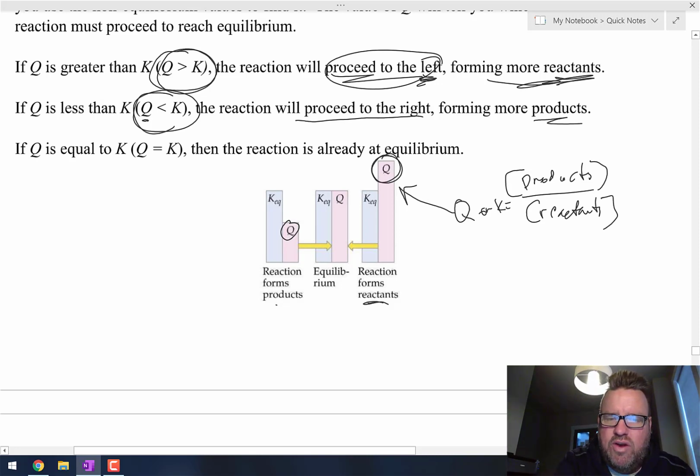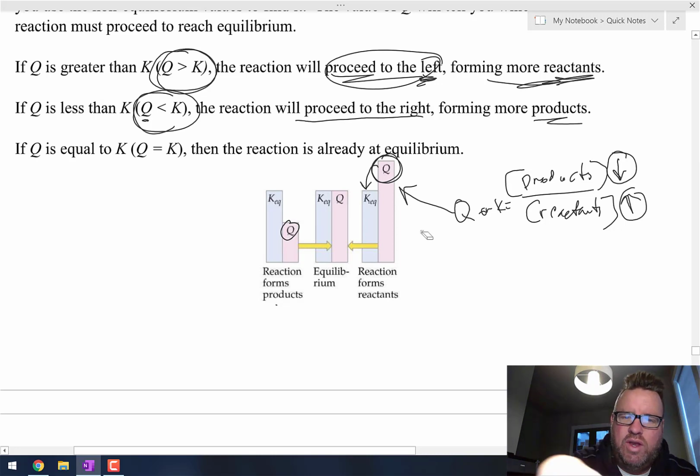Okay? So let's look at this one here. If Q is greater than K, the equilibrium constant doesn't change. So for Q to get back down to the equilibrium constant, it has to go down. The value of Q has to go down. Well, how do you make a fraction smaller? How do you decrease the value of a fraction? You make the numerator smaller and the denominator bigger. So you can see here the products are going down, the reactants are going up. What does that mean? The reaction is forming reactants.